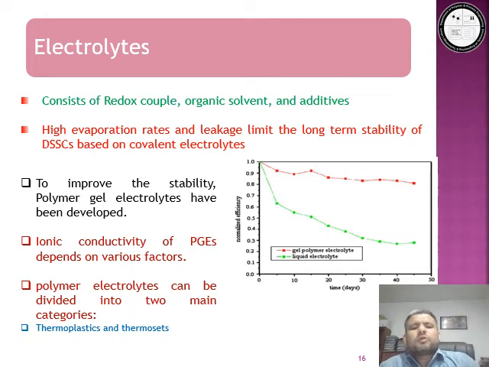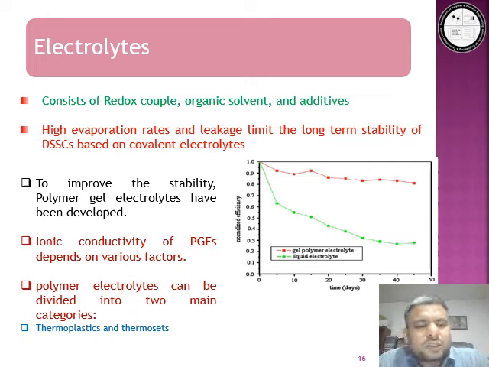So, in order to improve the performance and stability, solid state electrolytes have been developed. Polymer gel electrolytes contain a polymer, solvents, and salt. Ionic conductivity of polymer electrolytes depends on various factors such as the molecular weight of the polymer. The higher the molecular weight, the lower the conductivity. Similarly, the concentration of polymer inversely affects the conductivity of the electrolyte.